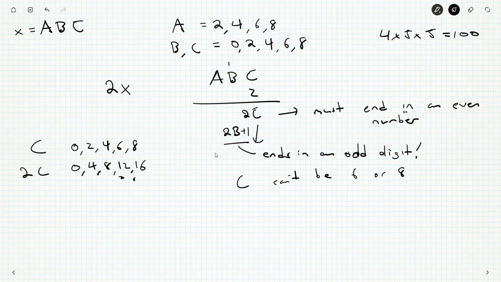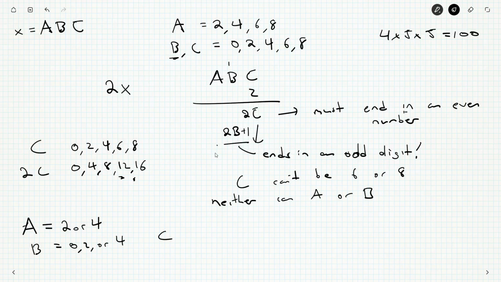Okay. Not only that, we have the same sort of reasoning for B. B can't be 6 or 8. Otherwise, we'll carry a 1 over into our hundreds column. And in fact, A can't be 6 or 8. So now what can we have? A can be 2 or 4. B can be 0, 2, or 4. And C can be 0, 2, or 4. And there might be other restrictions, but let's just take a moment and see what we've got. 2 choices for A, 3 choices for B, 3 choices for C. That's going to be 18. I'm thinking that's our answer.